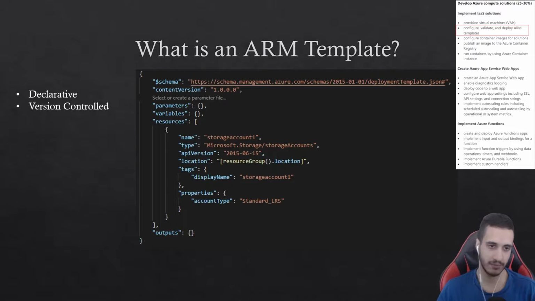So variables, again, this is intuitive. The most important section is actually the resources section. And as you can see, this is an array of JSON objects. Okay, and this is where you actually define the resources that you want to create.